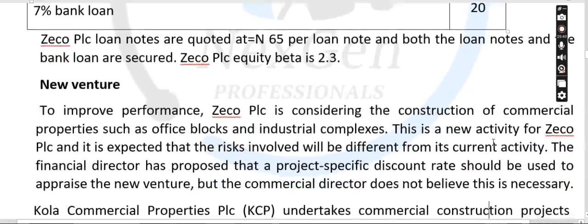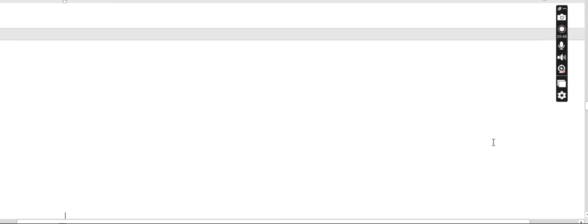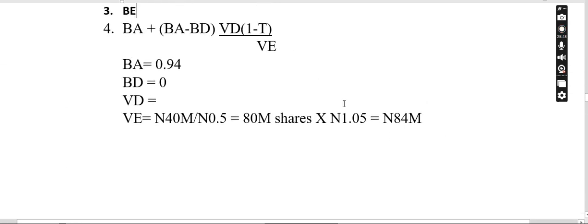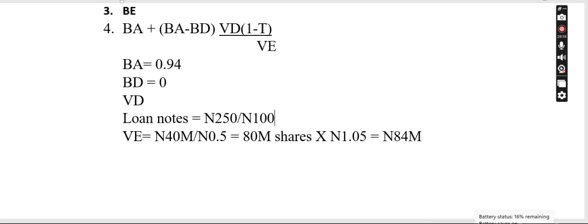Loan notes and bank loan are the debt. Don't forget. So the debt, loan notes. Let's get the number of loan notes. What is the value of loan notes? 250, divided by the nominal value, 100 naira. 100 naira.